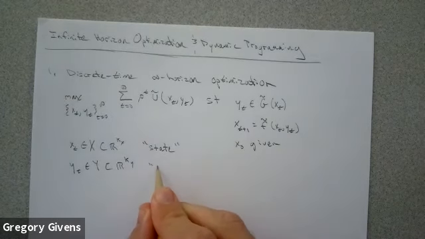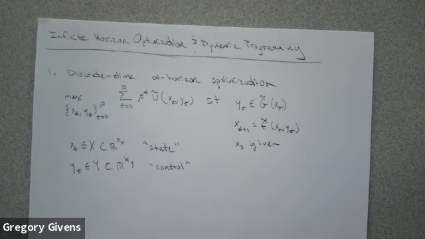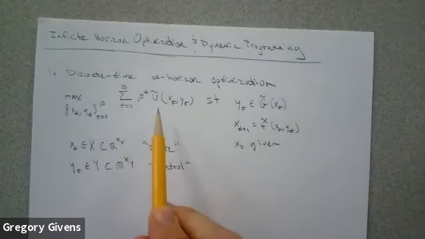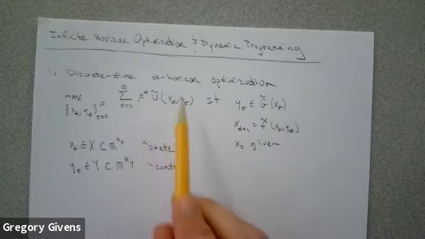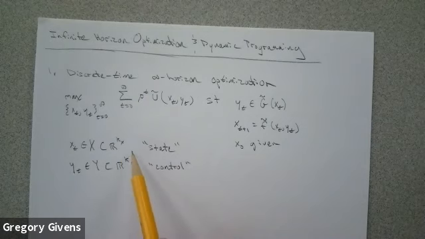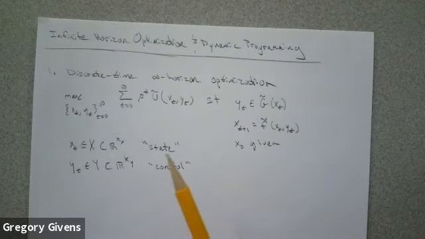Y is what's called the control vector. This is the endogenous element that the planner is choosing over time in order to maximize the value of this infinite horizon objective. So xt is the state vector, and yt is the control vector, right? Yt is what's chosen by the planner. Xt is what's taken as given by the planner at the beginning of period t.